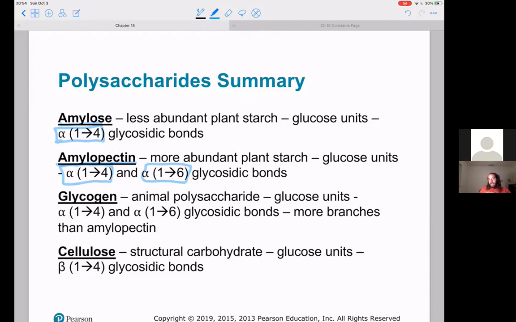Glycogen is the animal starch, but we don't call it a starch, we call it a glycogen. And it's also made up of glucose units. It's a lot like amylopectin in that it consists of alpha-1,4 and alpha-1,6 glycosidic bonds, but it is slightly more branched than an amylopectin. And then lastly, cellulose, which is not a starch because it's not used for energy. It's a structural carbohydrate. It's still made up of glucose, but they contain these beta-1,4 glycosidic bonds that our body and most animals don't know how to digest.